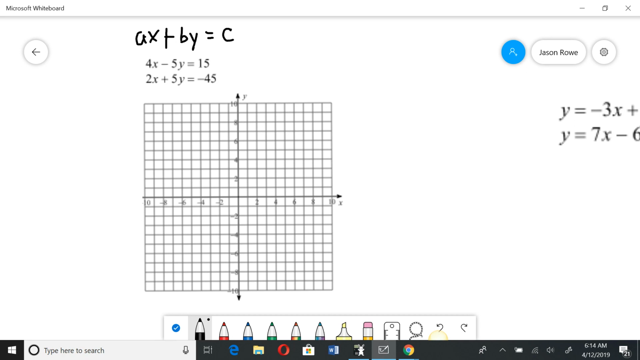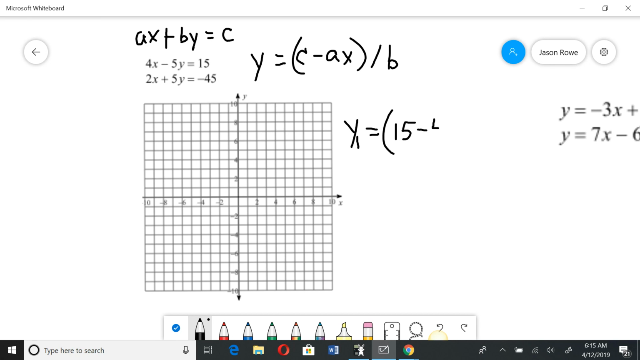And it's going to be y equals, you're going to do parentheses, c minus ax, divided by b. So for this first one, which is 4x minus 5y equals 15, in y1, I'm going to type parenthesis 15 minus ax, which in this case would be 4x, close the parentheses, hit the divide button, and then whatever b is. B is the number in front of y. So include the signs. That's going to be -5. So that's what I'm going to type in to y1.